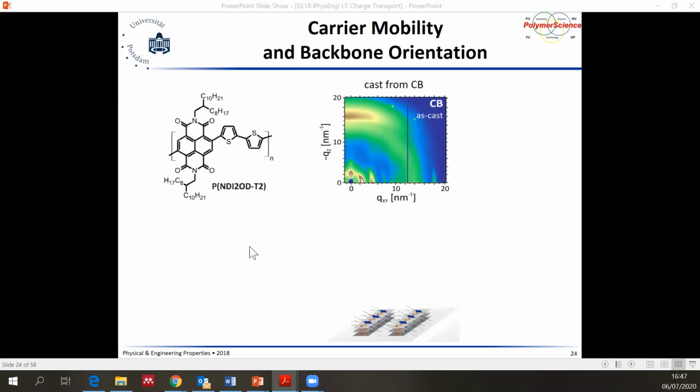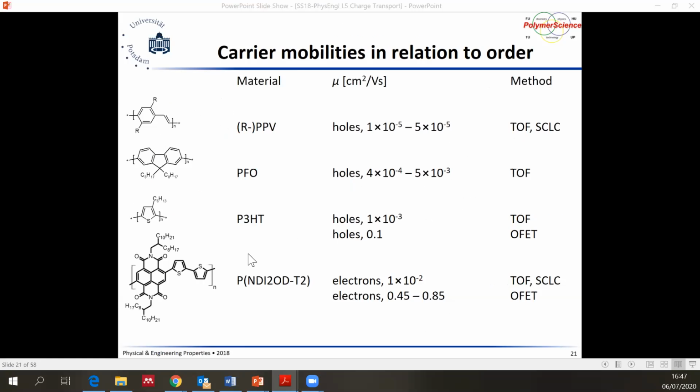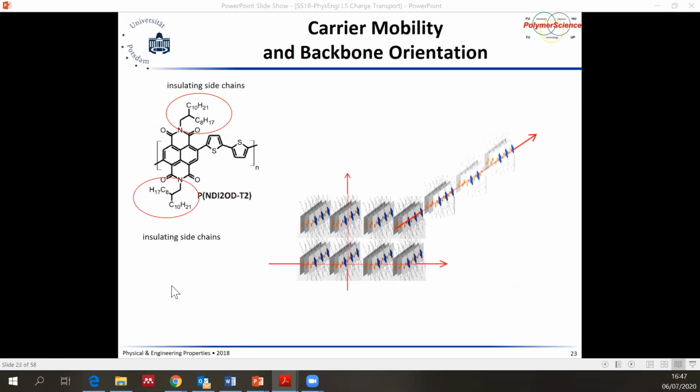Okay, I think that probably should be enough for this session, and next time we'll carry on with carrier mobility and backbone orientation.